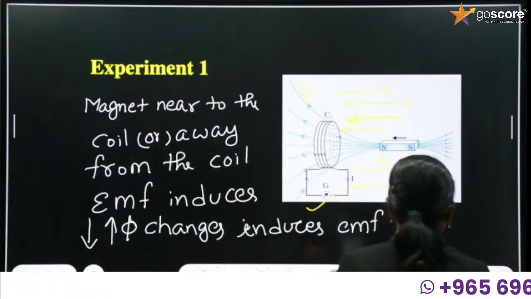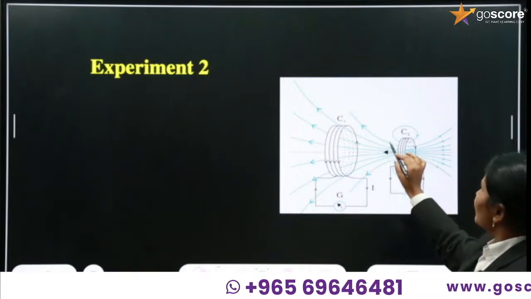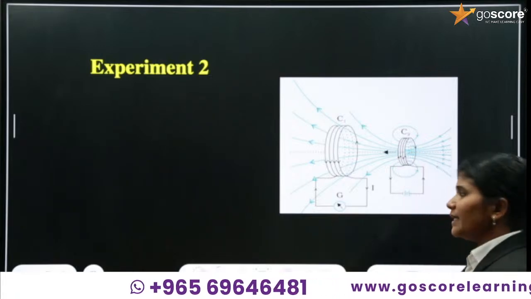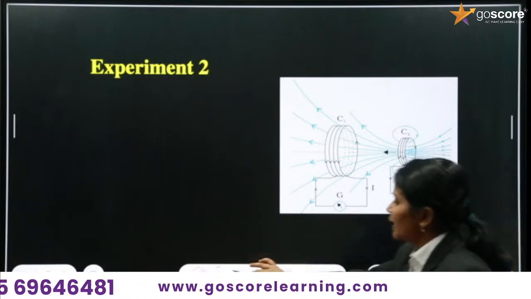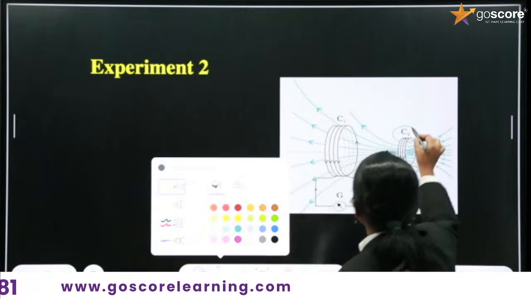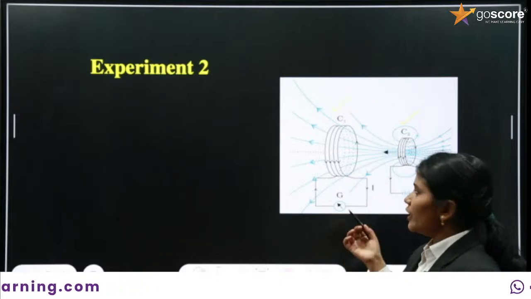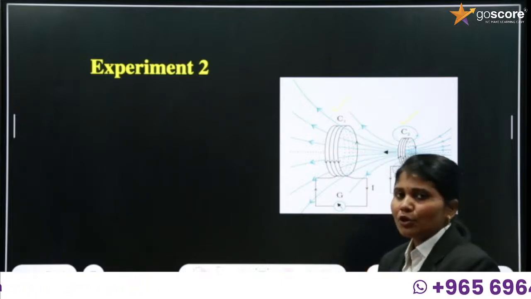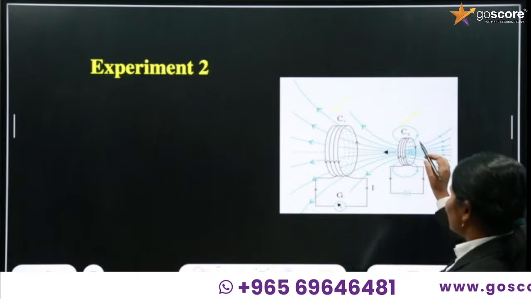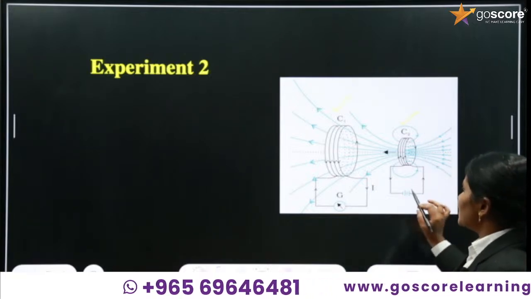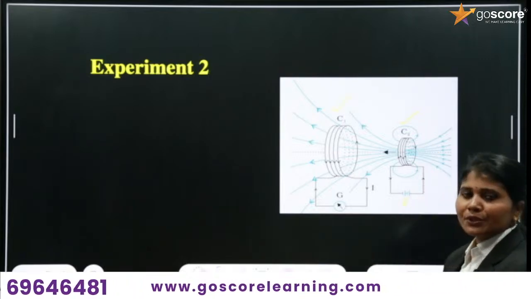Next, the second experiment. Here, in the place of the magnet, they are taking a current coil, C2. Coil C1 is connected to the galvanometer. The current carrying coil C2 is connected to the battery.